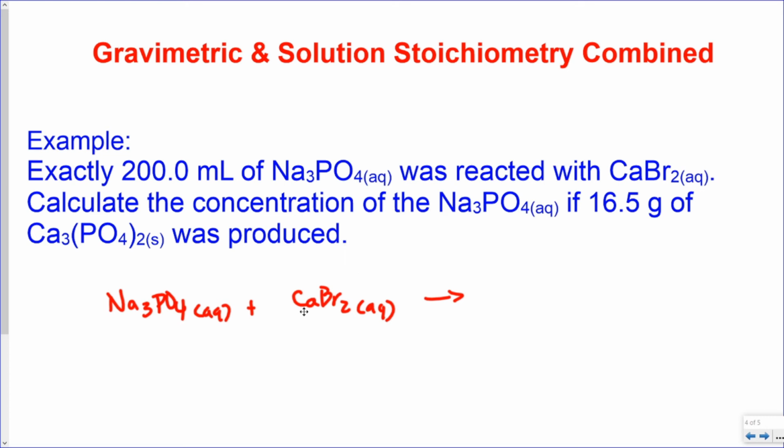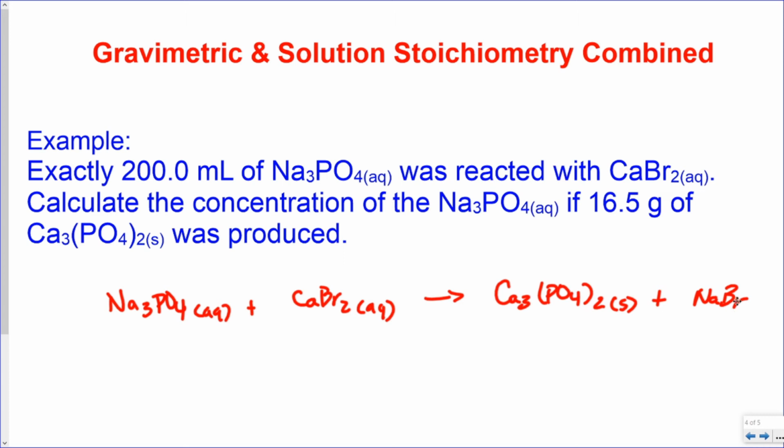The sodium and the calcium should swap with each other. In this question, we actually give you one of the products, calcium phosphate, Ca3PO4, and that's a solid. This is a precipitate. The other one would be the sodium and the bromine going together. So that would give us just NaBr.